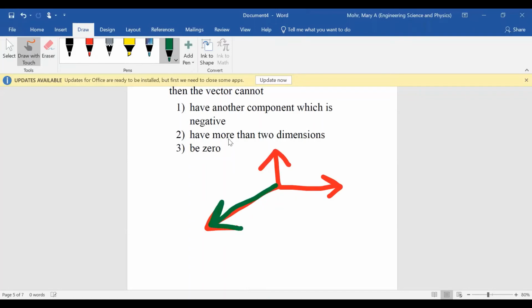The vector doesn't have to have only 2 dimensions, so you can have a third dimension. I can't draw it here, but you can have a vector with 3 dimensions and one of the components can be negative. But the vector cannot be 0.